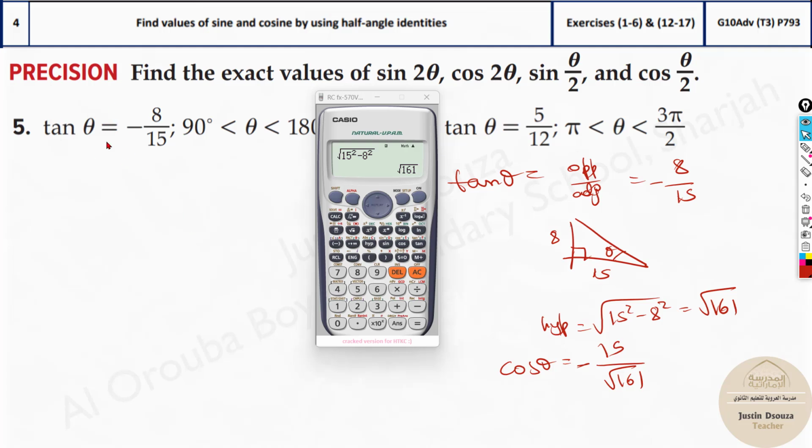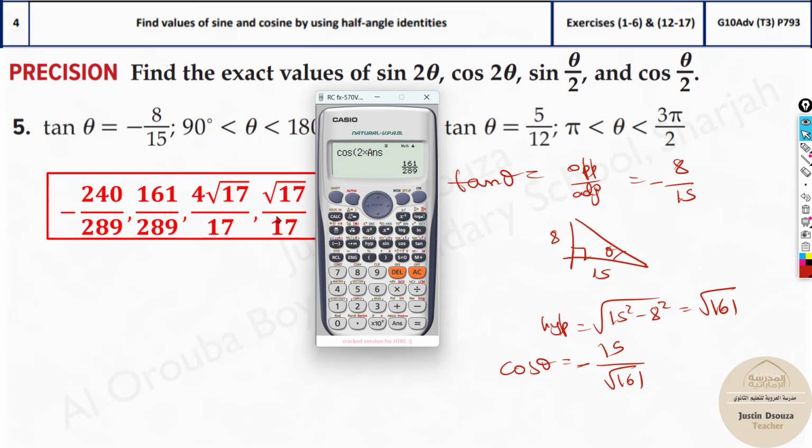Here what we will do is we'll just use the theta directly. See, tan inverse of minus 8 by 15 and find the theta. Theta is negative for this much. Just put cos 2 into the answer. That is the answer. Same thing again. If you put the theta, I will do tan inverse negative 8 divided by 15. Sine 2 times the answer, because the theta value is saved.